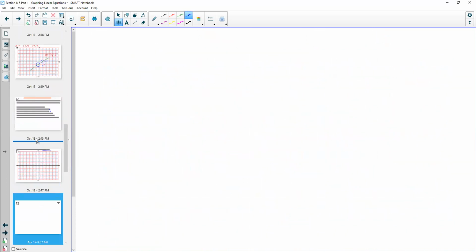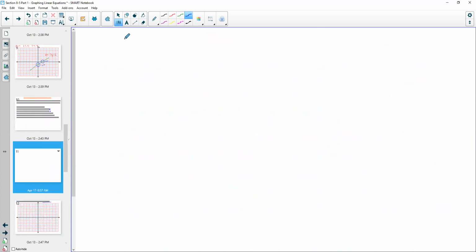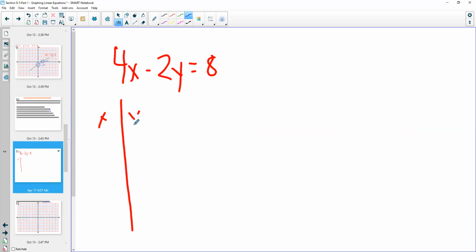So I have a place to write 4x minus 2y equals 8. So first, take a minute and get your intercepts and your point. I'm going to use those.